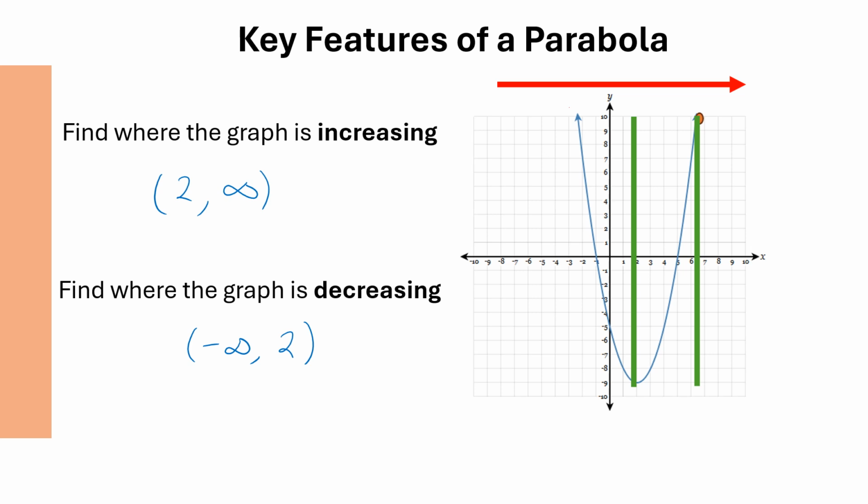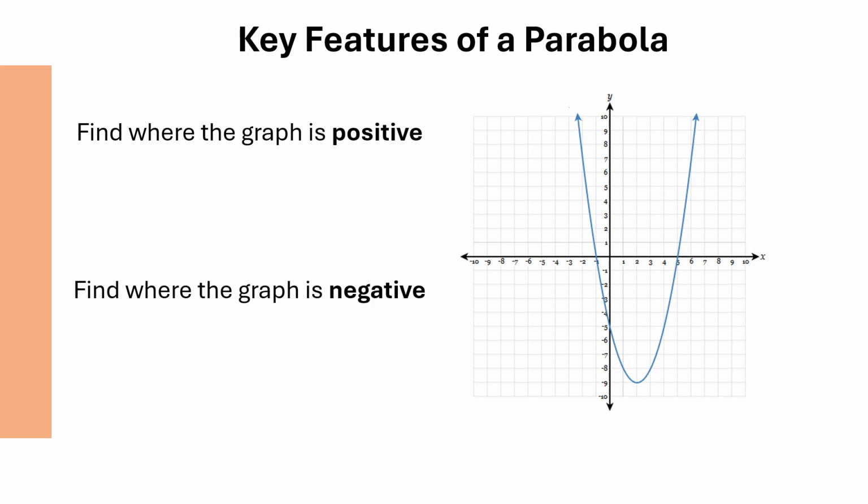So again, you can write increasing and decreasing as an inequality. So decreasing is all the numbers on the left side of the 2. So you can rewrite this as x is less than 2. And then increasing is all the domain greater than 2. So you can say x is greater than 2.